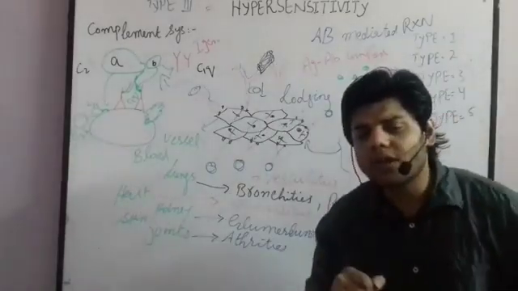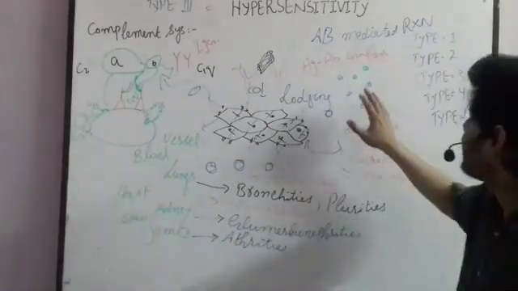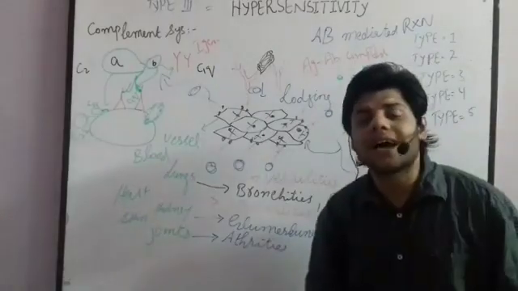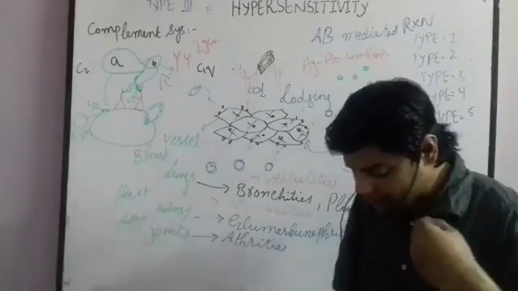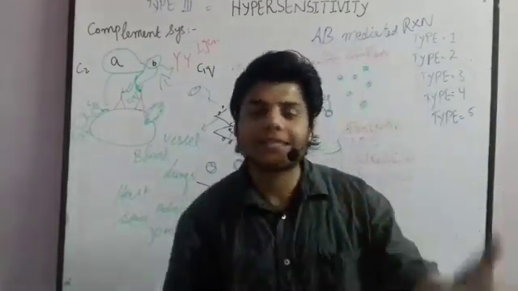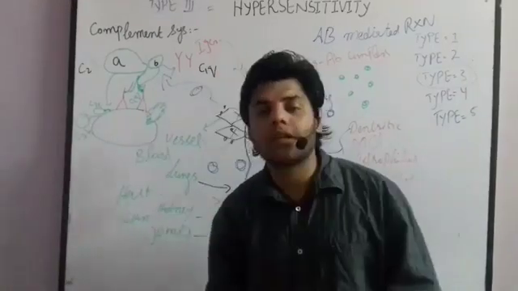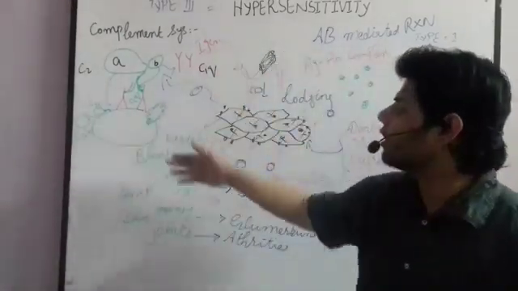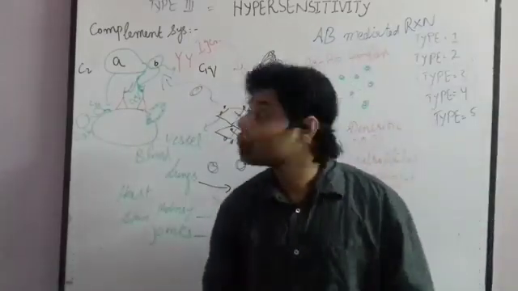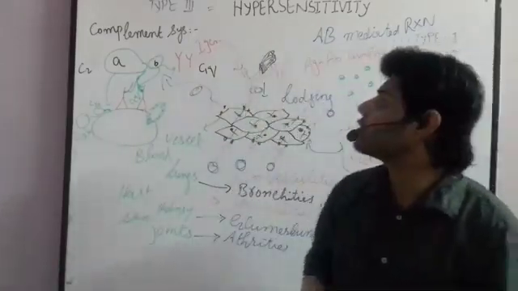So what actually happened? These fragments, as you are watching, sometimes act as a chemotactic factor, or sometimes they will produce histamine, and due to histamine they will call upon each of the cells. So that's all about hypersensitivity type 3.